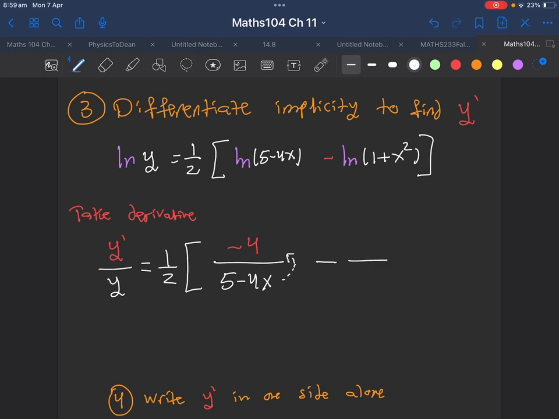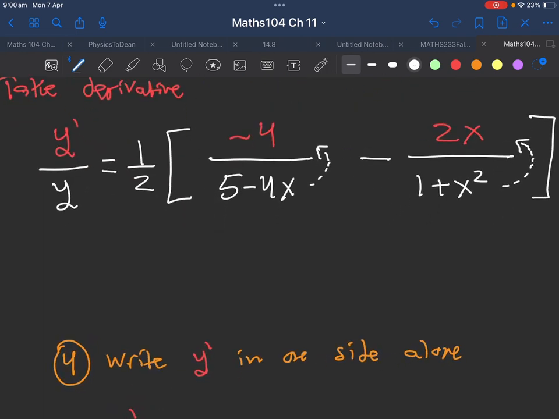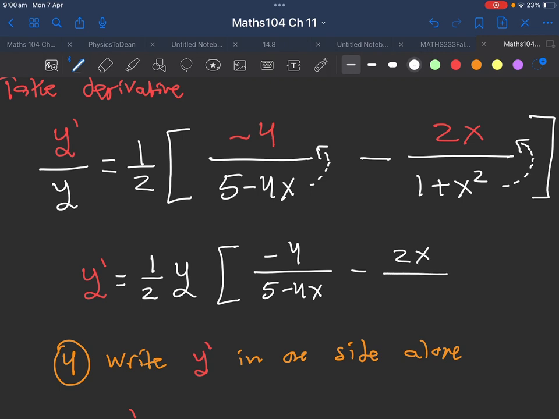Next, we have a minus. Same thing, we do it here. And we write 2x. The last step, we just need to find what is y prime equal to: 1 over 2y, and then everything we wrote here. 5 minus 4x minus 2x, 1 plus x squared.